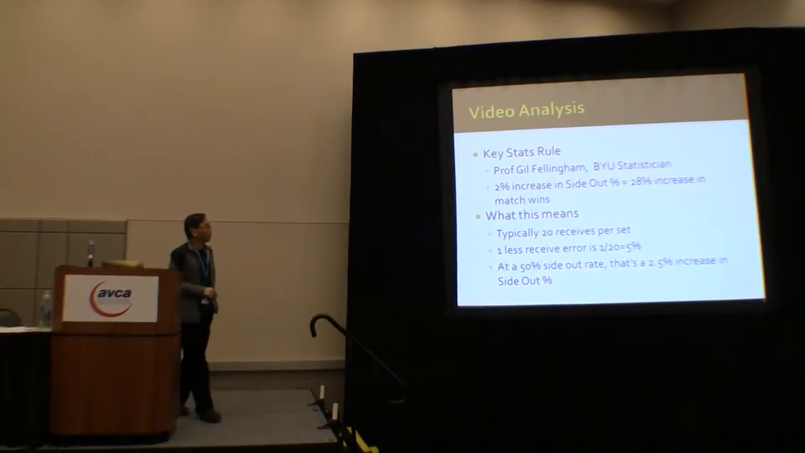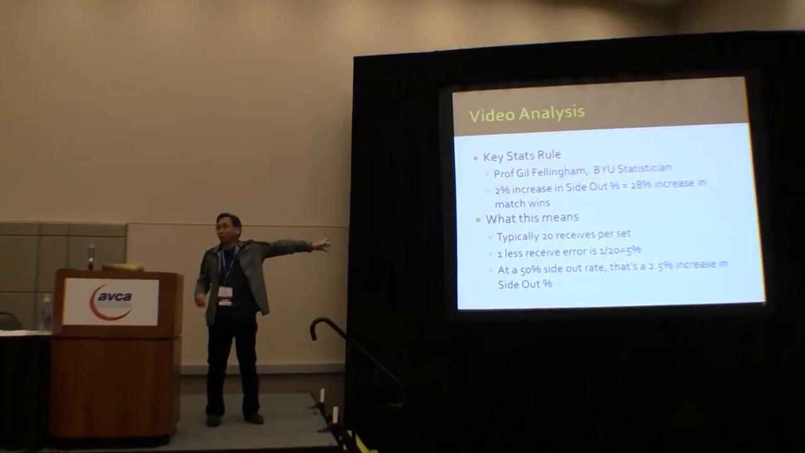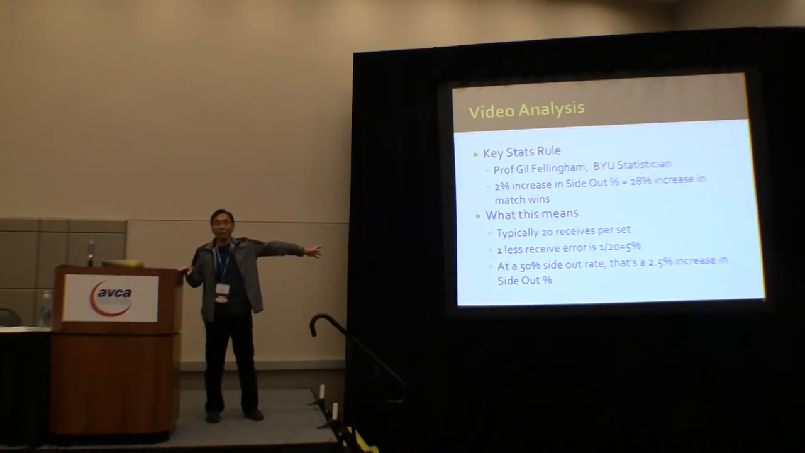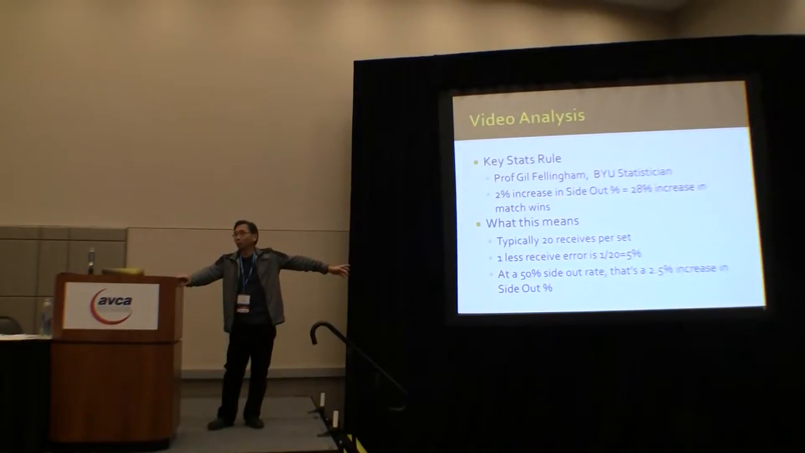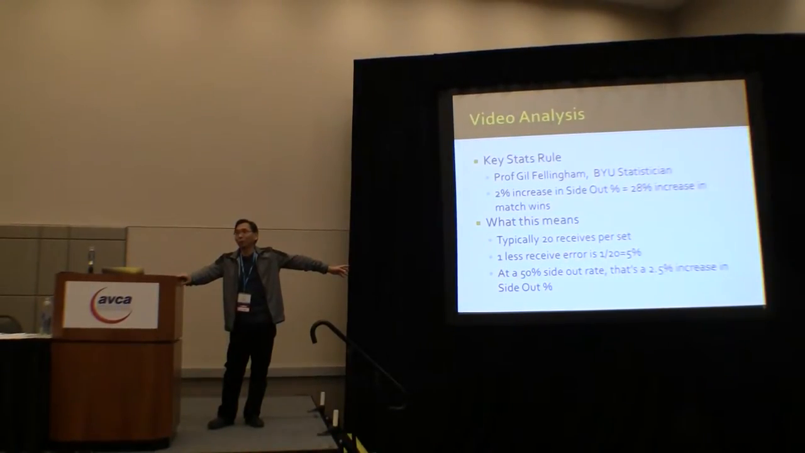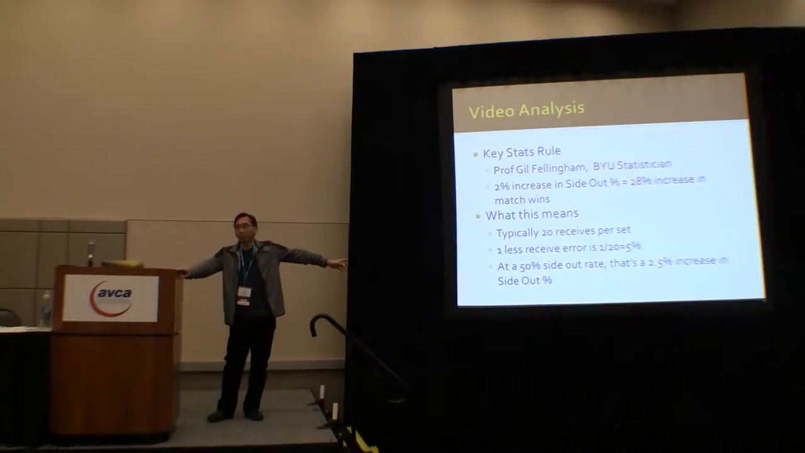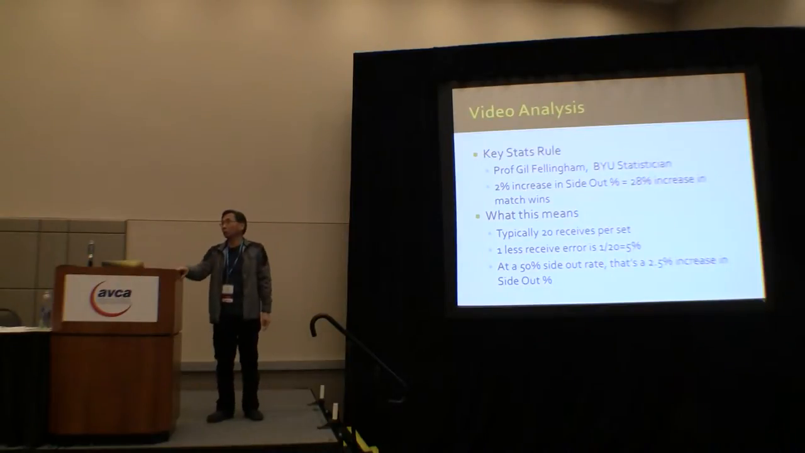So here's the thing, right? Receive stats really matter a lot. Typically in a game, you take 20 balls. If you don't shank one ball, that's a 5% improvement in your passing. And if you're at a 50% side-out rate, that's a 2.5% improvement in your side-out rate. So one passing error per game can change your season.